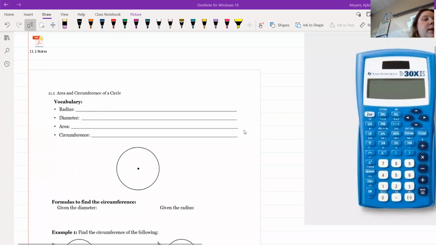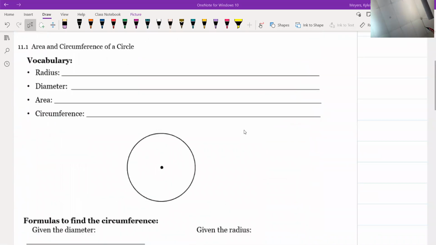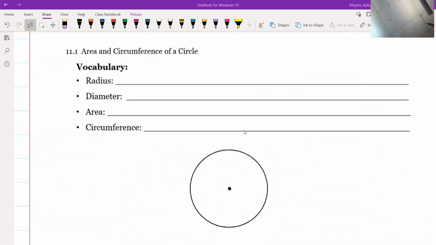All right, guys, so we are going to talk about area and circumference of a circle. Let's first start by doing some definitions, okay?